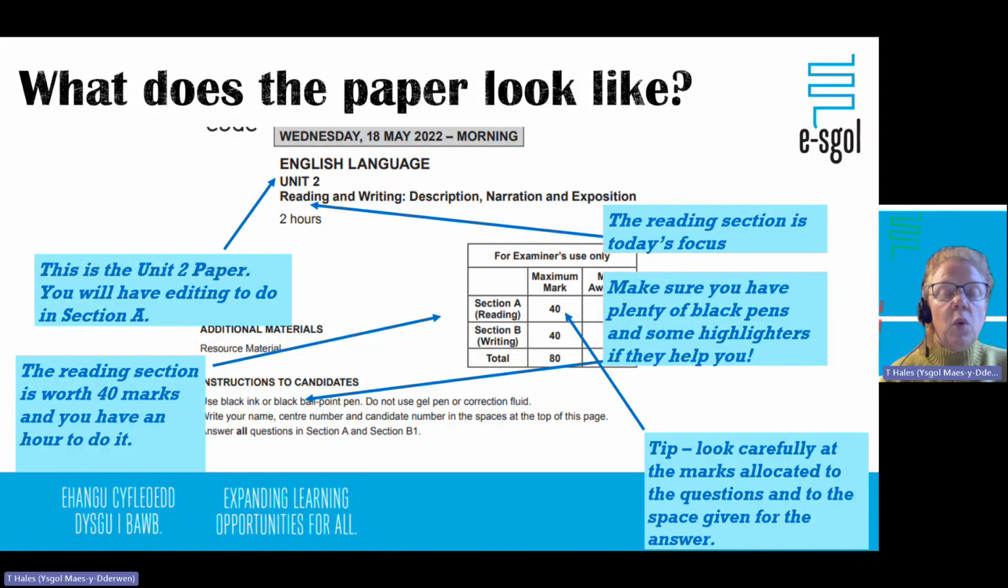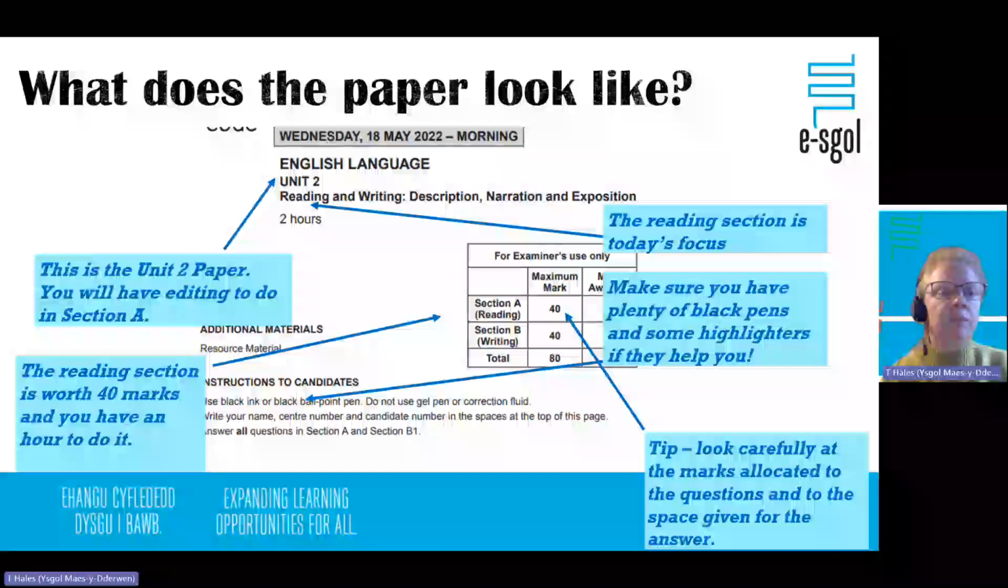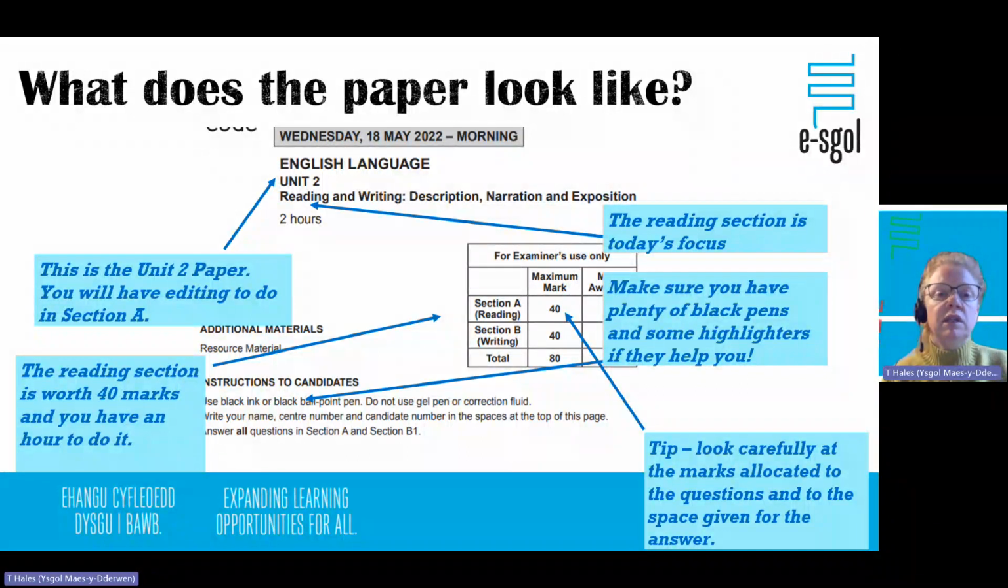Section A is worth 40 marks, as is Section B. So you need to make sure that you are spending an equal amount of time on both sections. So it's about an hour on each section. Today we're going to look at just the reading.